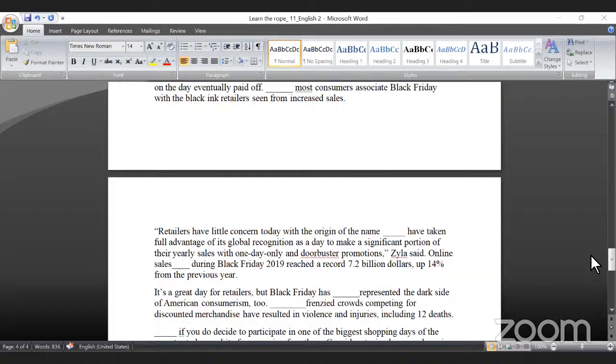Online sales dash during Black Friday reached a record $7.2 billion, up 14% from the previous year. Specifically during, you can say particularly. Yeah, you can use specifically or particularly. You can use that, but I think the more appropriate option is to use a focus adverb. You can use alone or only. Okay, online sales alone during Black Friday 2019 or only during Black Friday 2019 reached a record $7.2 billion.